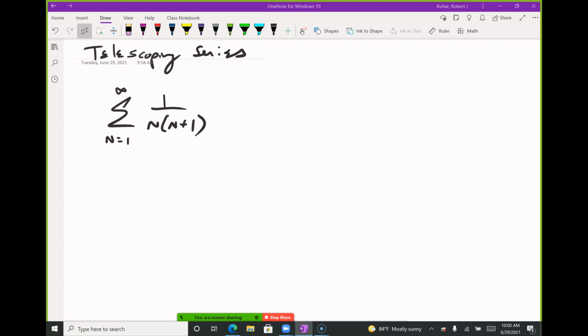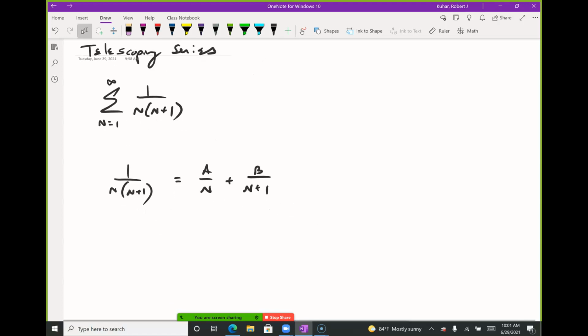So yeah, this is partial fractions. We want to manipulate this into an a over n plus b over n plus 1, right? So we want to turn this into 1 over n times n plus 1 into a over n plus b over n plus 1. So telescoping series is a nice way for me to go back to partial fractions for you if you had trouble on that partial fractions problem for the final.